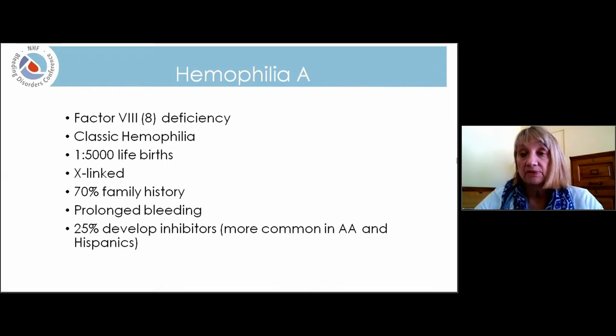The other 30% are what we call a genetic mutation, which means that change in the X chromosome either happens in the mother as a carrier or in the child as an affected individual. We'll talk more about that here in a few minutes. The hallmark sign of hemophilia is prolonged bleeding, and 25% of patients with hemophilia A will develop what we call an inhibitor, or an antibody against infused clotting factor. This is more common in our patients who are African American or who are Hispanic.